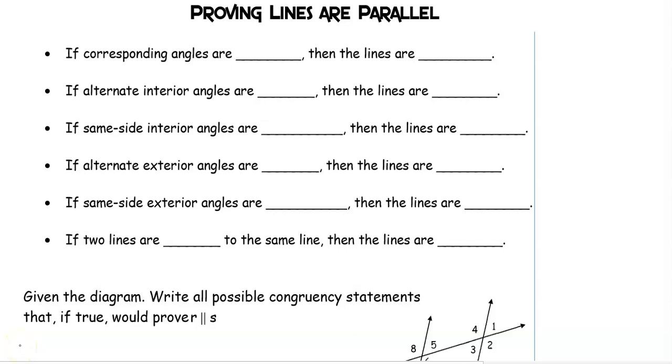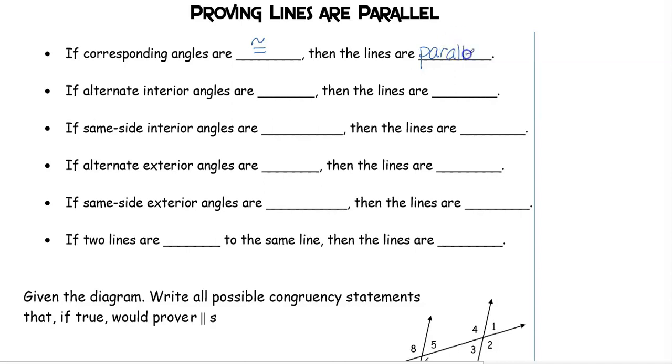Right, today we're going to talk about how to prove lines are parallel. We've talked about what we do if the lines we are given are parallel, what those special angle relationships are. Now we're going to go the opposite way. So if I don't know the lines are parallel and I want to prove that they're parallel, if corresponding angles are congruent, then the lines are parallel.